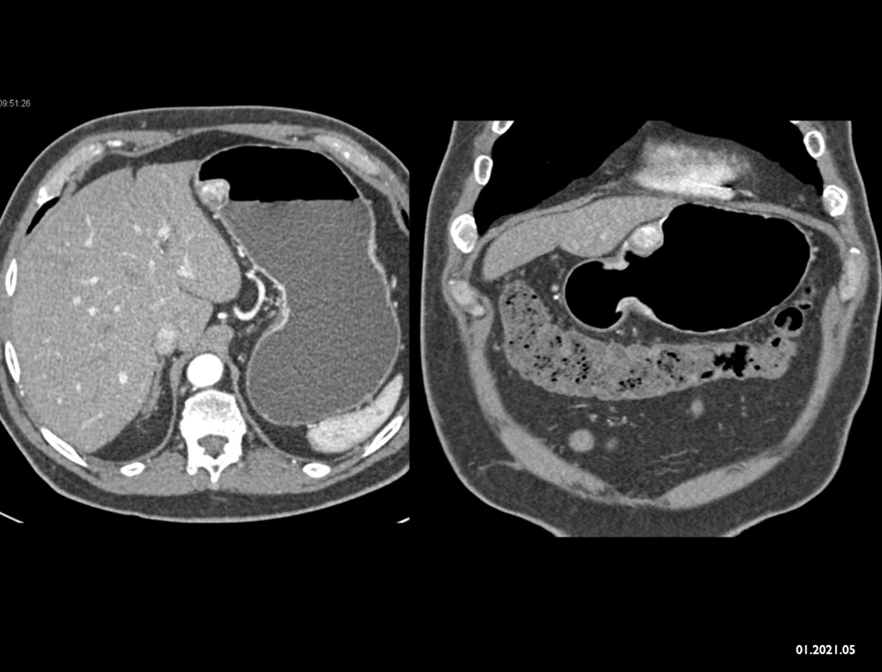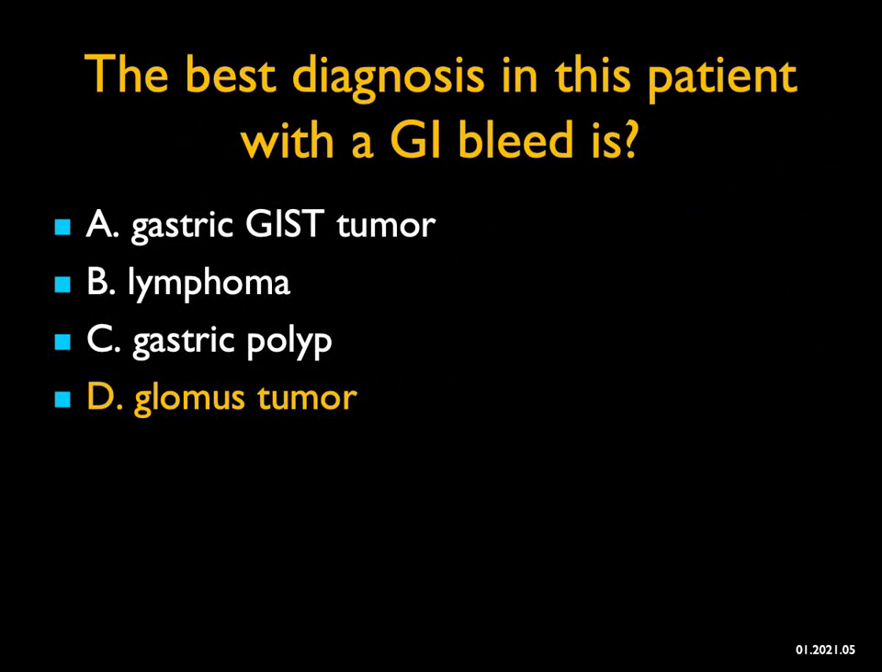Gastric polyps are a consideration, but they're more pedunculated coming into the lumen. This is submucosal. This is a wonderful example for glomus tumor. I see them very infrequently. Their presentation often indeed is GI bleeding, but submucosal location, excellent diagnosis.